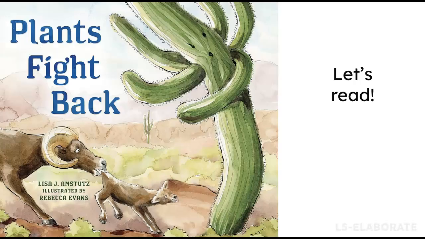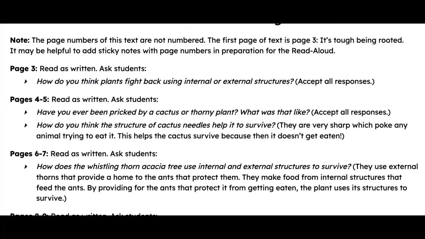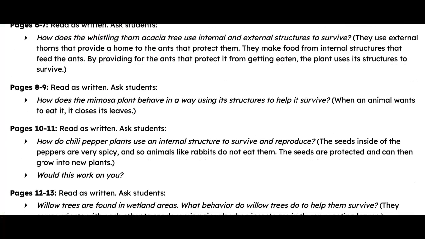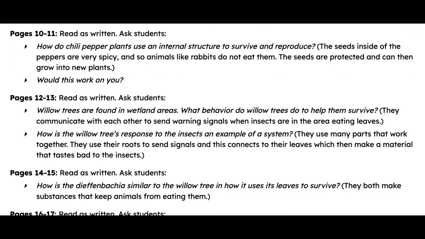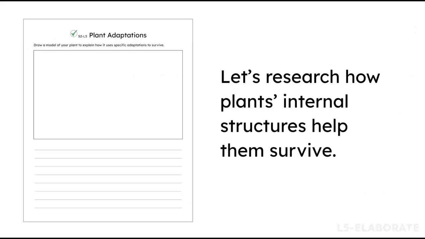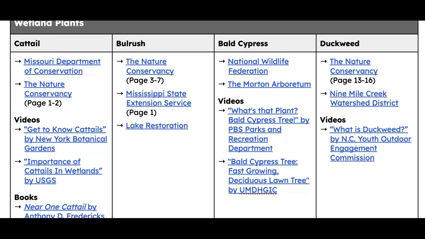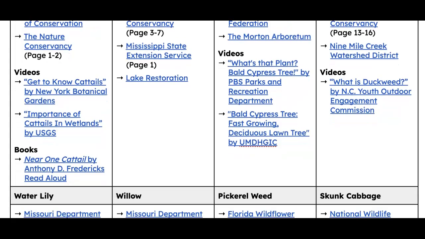For the Elaborate portion, you'll read Plants Fight Back. Be sure to use the Read Aloud guide for discussion questions. You'll then provide students time to research ways plants' internal structures help them survive. You'll direct students to the Plant Adaptation student journal page and have them add details about how their plant's internal structures help them survive. They can choose any plant from the wetland plant list to research.